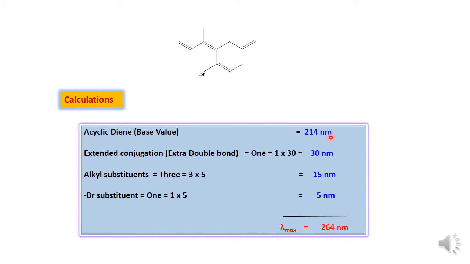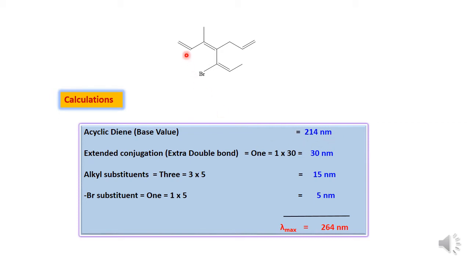After this we have to see whether there is an extra double bond, whether there are substituents, whether there is presence of exocyclic double bond. An exocyclic double bond will not be there because it is acyclic, so we only have to look for alkyl substituents and other substituents, as well as if there is an extra double bond. So for this we have to identify the conjugated system. We have to trace the conjugated system.